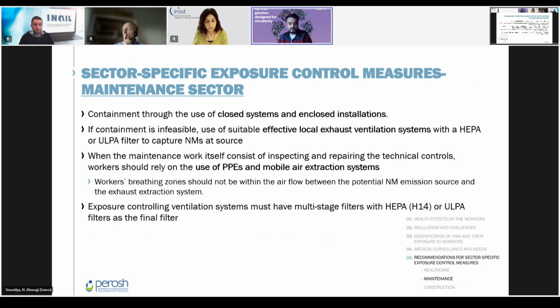The mobile air extraction systems may be particularly helpful to protect workers from exposure in such situations, and also during other tasks like removing paints from surfaces, which results in particle formation. When using these mobile air extraction devices, one should pay attention that the workers' breathing zones should not be within the airflow between the potential nanomaterial emission source and the exhaust extraction system. And lastly, the ventilation systems used to control exposure to nanomaterials must have a multi-stage filter with HEPA or ULPA filters as the final filter.